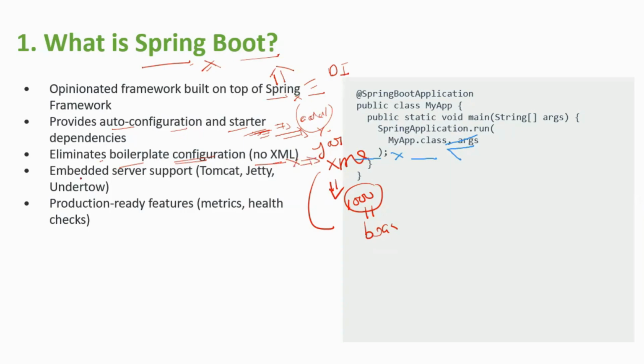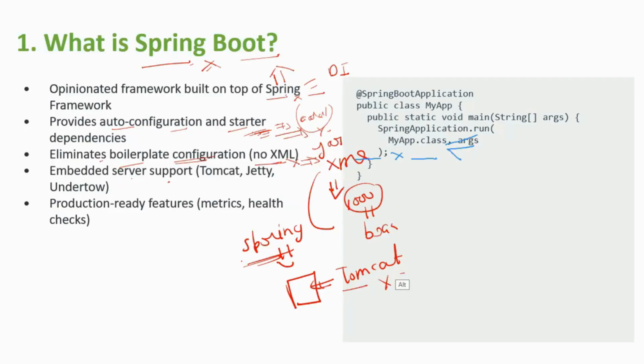Now Spring Boot supports embedded servers, right? What does it mean? If you develop any Spring application, to run that application, let's say this is your VM, on your VM you want to run this application. You have to manually install Tomcat on that VM. Only after installing Tomcat can you run your Spring application, right? But Spring Boot provides embedded server support. It means that on the VM, you don't need to manually install Tomcat.